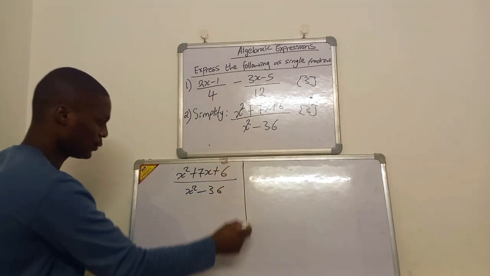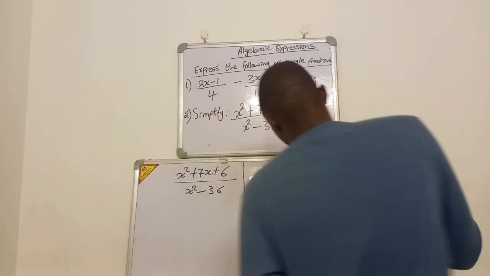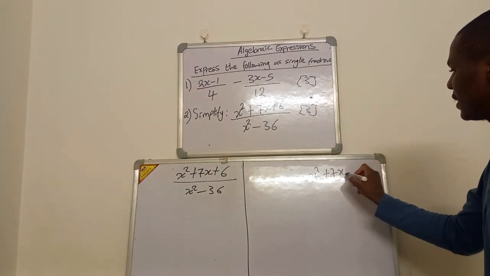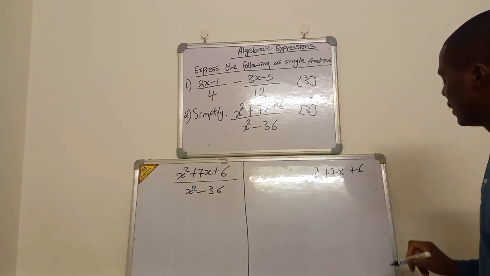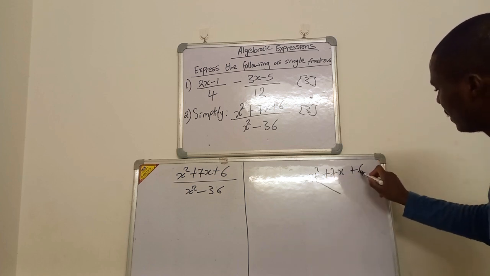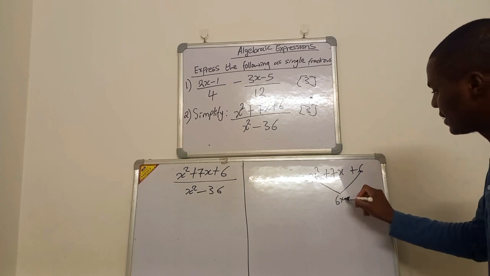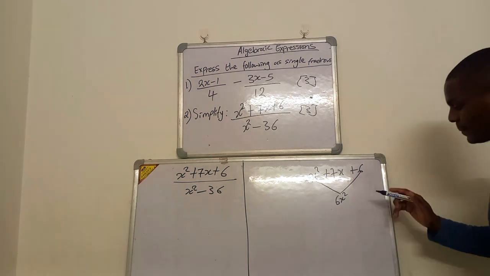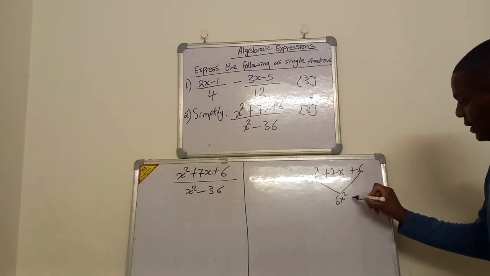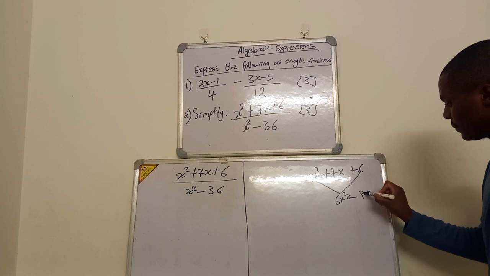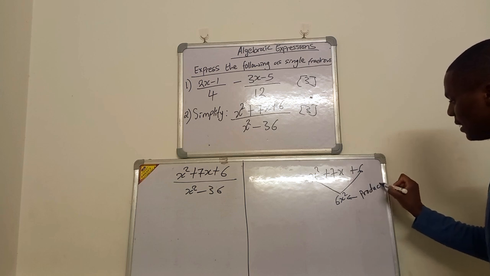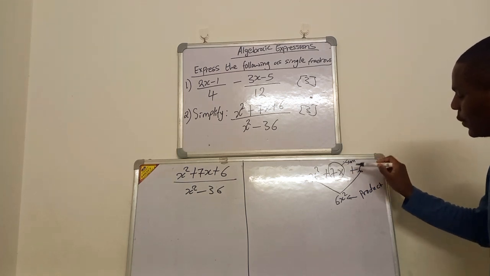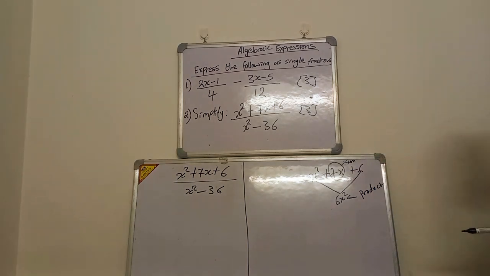I'm sure you know how to factorize this part. That's x squared plus 7x plus 6. So you multiply the first expression and the last one to get 6x squared. Now let's look for the factors such that if we multiply these factors, the product will give us 6x squared, and if we add, the sum will give us 7x. So what are these factors?